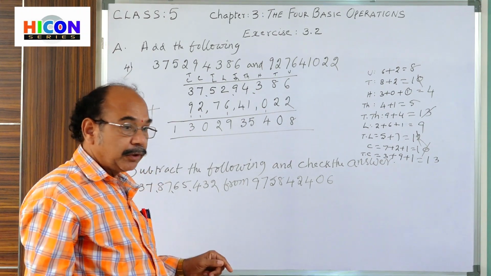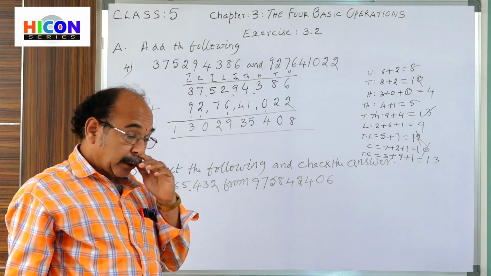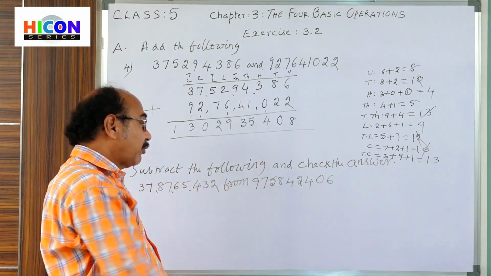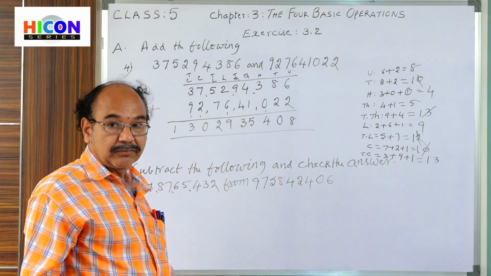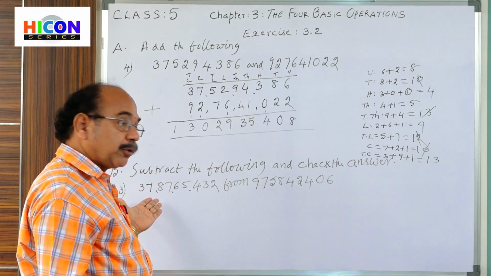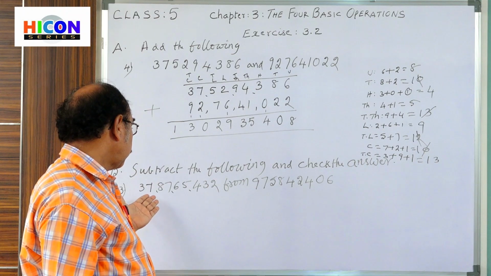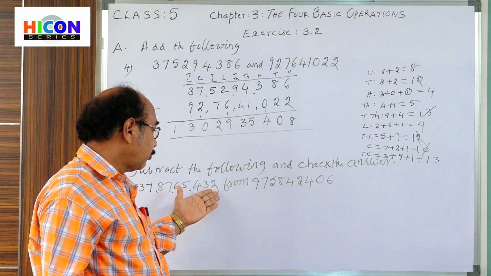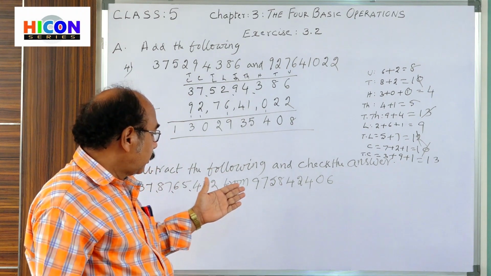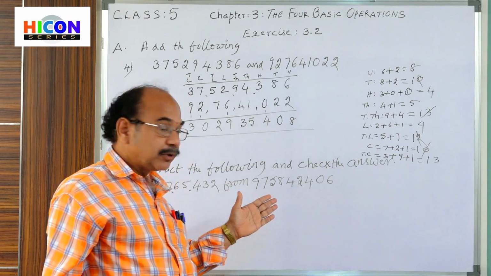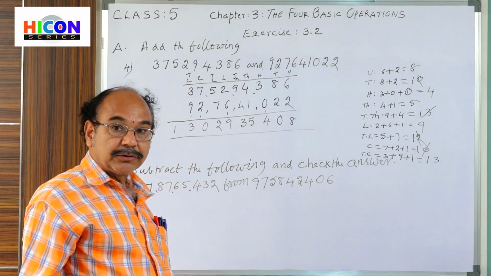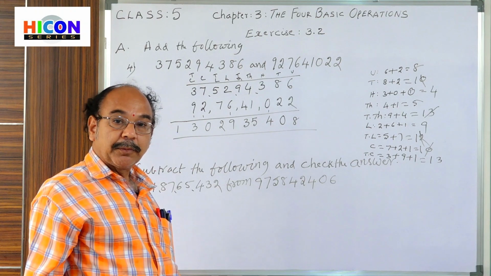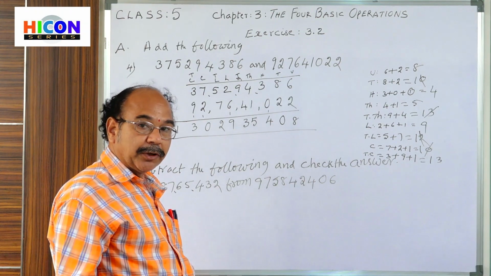Come to section B. In this section, learn about the subtraction on the large numbers. Subtract the following and check your answer. So, this is the question. That means subtract 37 crores, 87 lakhs, 65,432 from 97 crores, 58 lakhs, 42,406. This is the subtraction problem on large numbers, not on small.